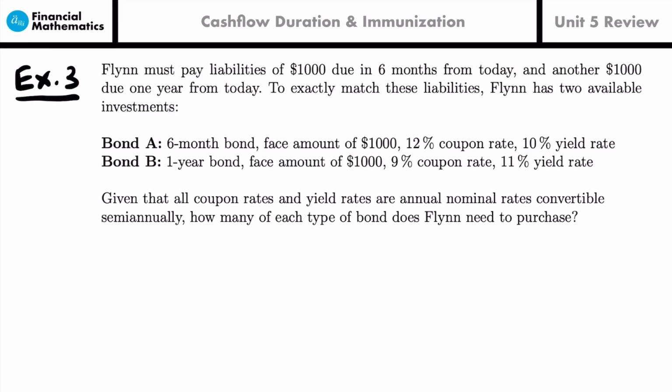In this problem, we are dealing with the idea of asset liability exact matching. And the way that I know that's the case is because the problem tells us that to exactly match these liabilities, Flynn has 2 available investments. Okay, so we're told what his liabilities are, and now we're told that these are the assets he has to exactly match those liabilities. All right, and in problems like this, dealing with exact matching, I think it's always a good idea to draw a timeline. That way you can see exactly where your different assets and liabilities are and how they are going to be exactly matched.